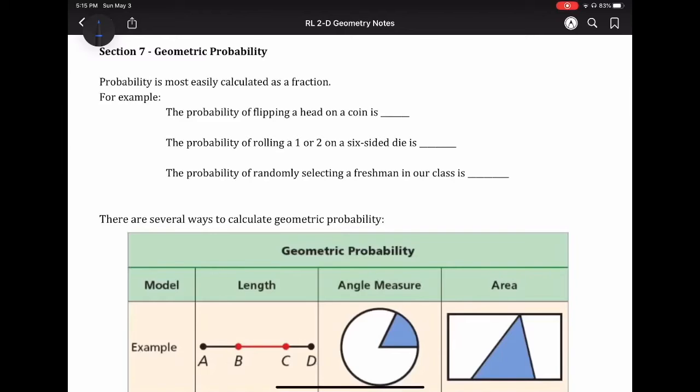Hello everyone, today we are finishing our 2D geometry unit with our section 5 covering geometric probability. Probability is most easily calculated as a fraction.